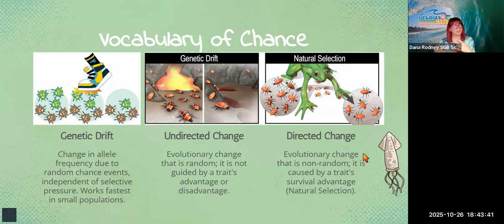There's two things to look at with genetic drift. That is undirected change and directed change. Undirected change is when we have evolutionary change that is random. It's not guided by traits, by an advantage or disadvantage of a trait. Directed change, on the other hand, is non-random evolutionary change. Directed change is where we have our example of natural selection, because it is directly caused by the advantage or disadvantage that a trait has to allow an organism to survive.